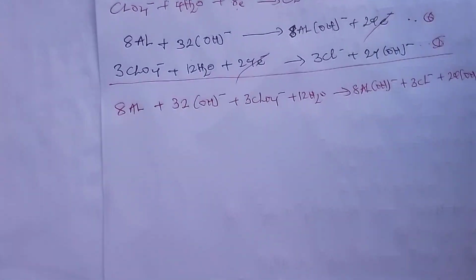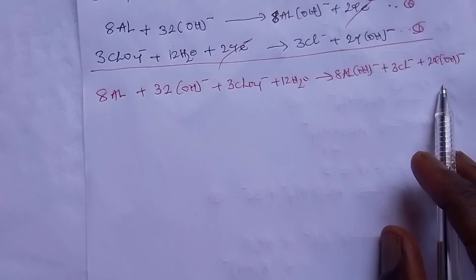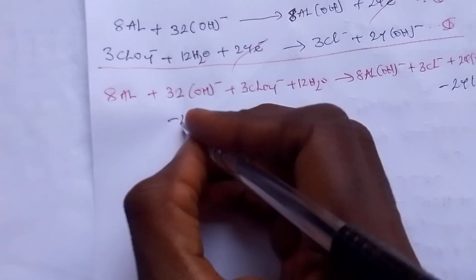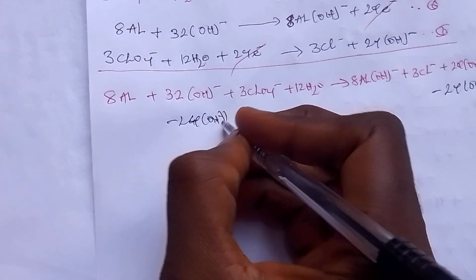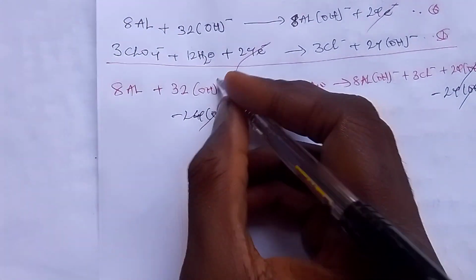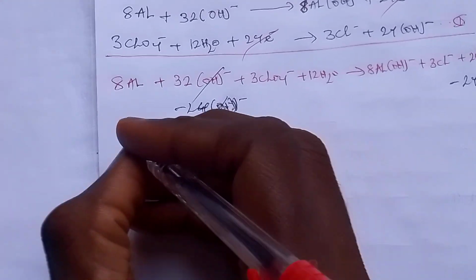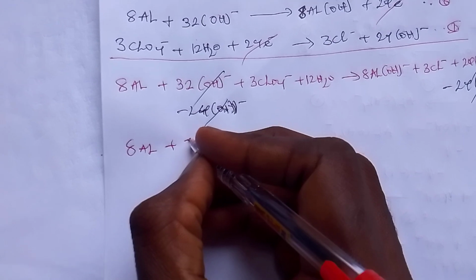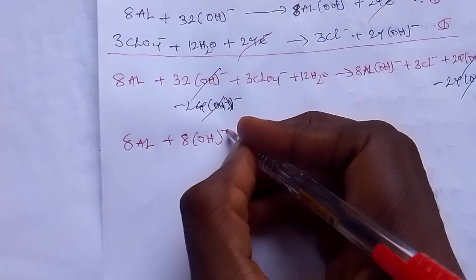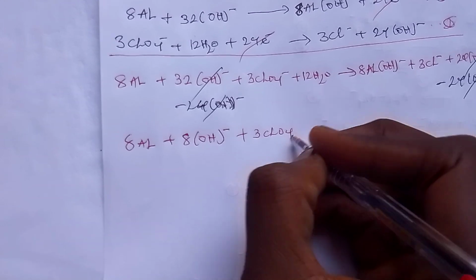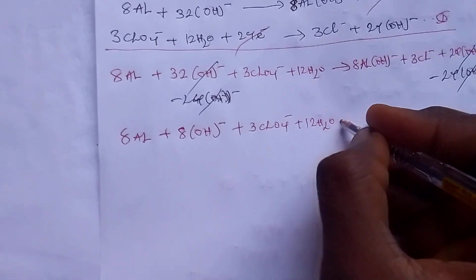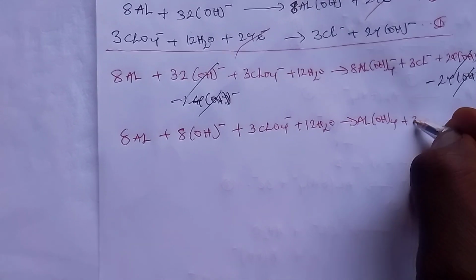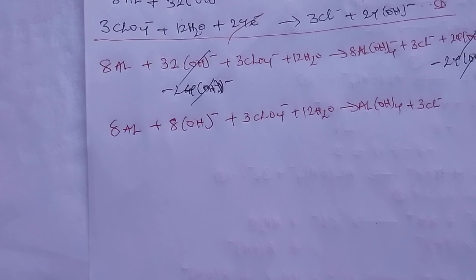OH minus. So what I'm going to do now is that I have OH here, hydroxyl. I'm going to minus 24 hydroxyl from this side, minus 24 hydroxyl from this side. All right, 24 cancels 24, and 24 goes into here. My new equation becomes 8 aluminum plus 24 minus 32 becomes 8 hydroxyl, plus 3 perchlorate ion, it doesn't change, plus 12H2O, which will give me 8 hydroxyl. Okay, there should be a 4 here, plus 3 chlorine, and then this is my final equation.